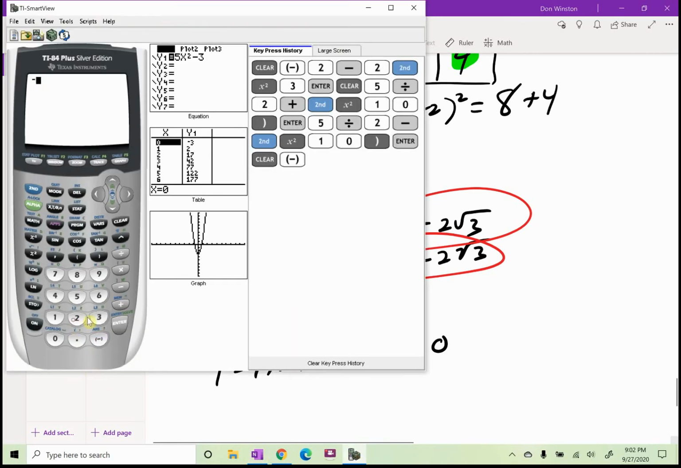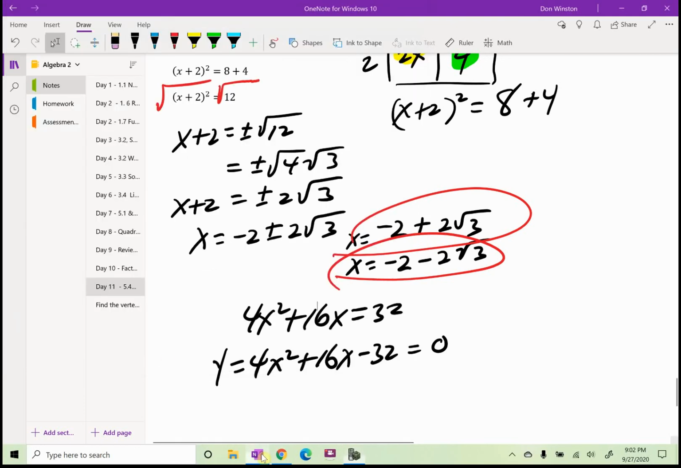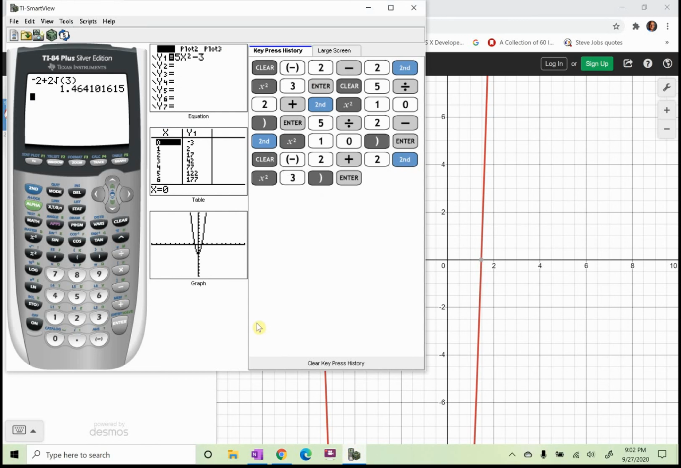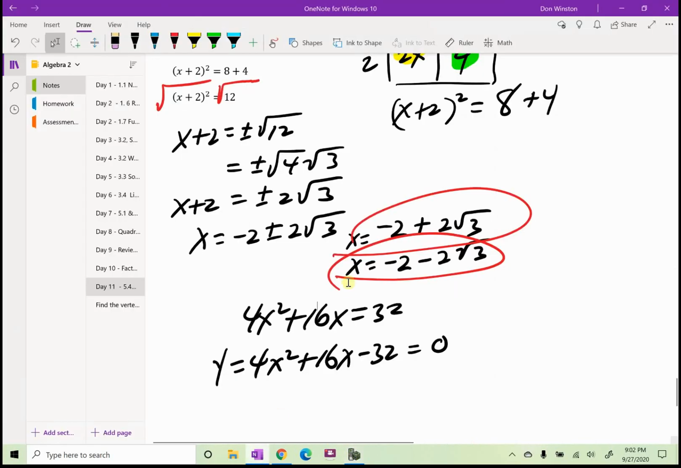So negative 2 plus 2 second root 3. Okay, let me just verify. Plus 2 root 3. Yep, negative 2 plus 2 root 3. Let me go back. 1.464. Yep, and so that works out. And then the other one was negative 2 minus 2 root 3.